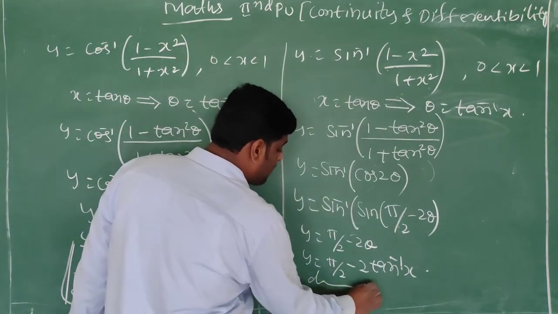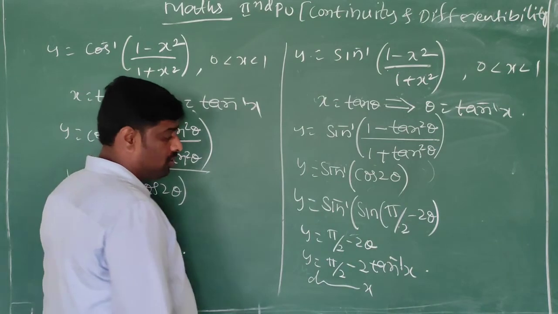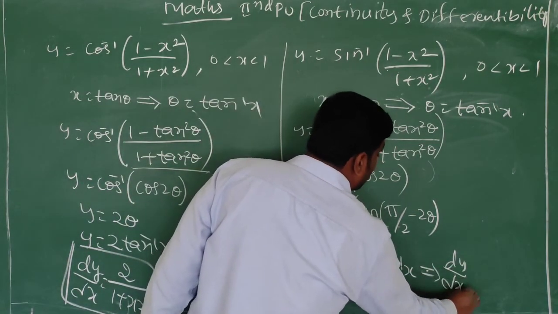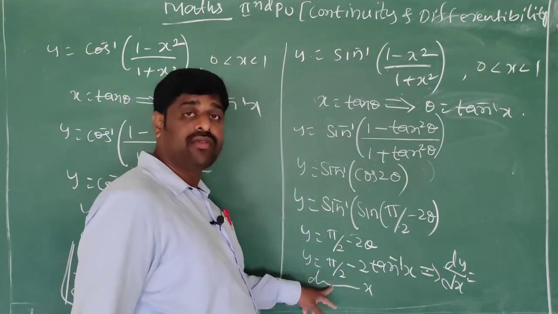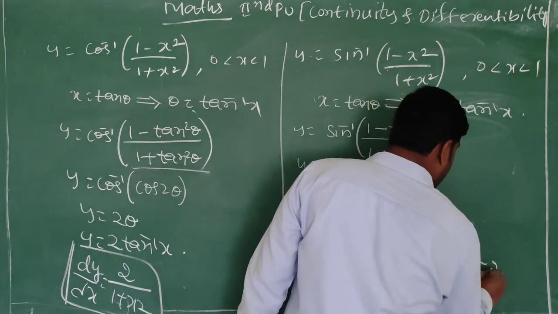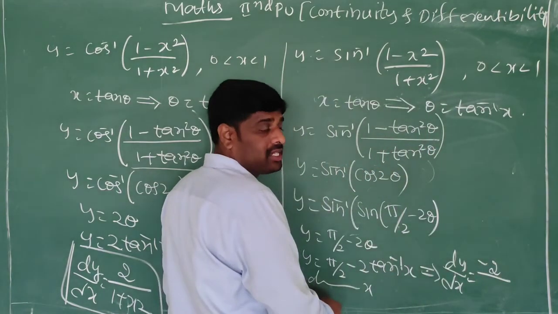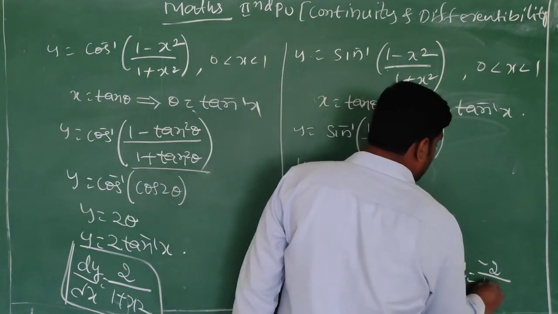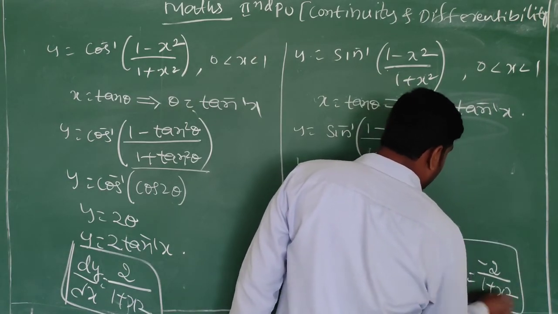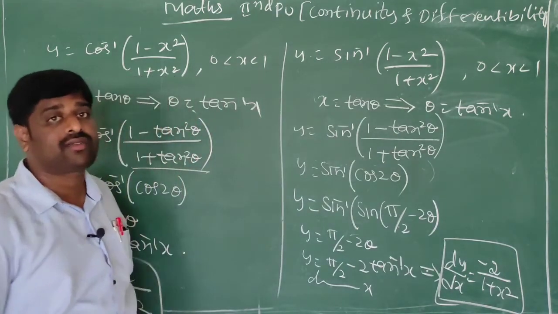Now differentiate with respect to x. So dy by dx is equal to pi by 2 differentiation is 0, minus 2 as it is, tan inverse x differentiation is 1 divided by 1 plus x square, that is minus 2 divided by 1 plus x square.